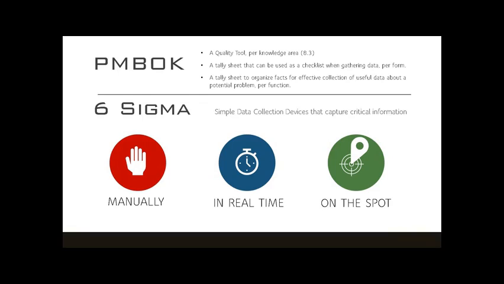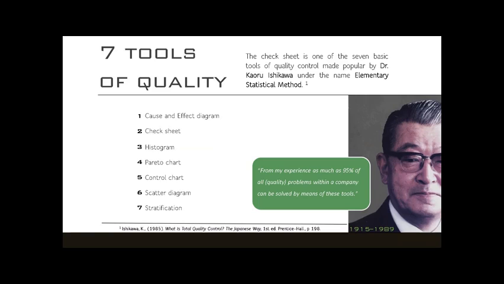According to PMBOK, a check sheet is a quality tool per knowledge area, a tally sheet that can be used as a checklist when gathering data per form, and a tally sheet to organize facts for effective collection of useful data about a potential problem per function. In Six Sigma, it's considered a simple data collection device that captures critical information manually when and where it happens.